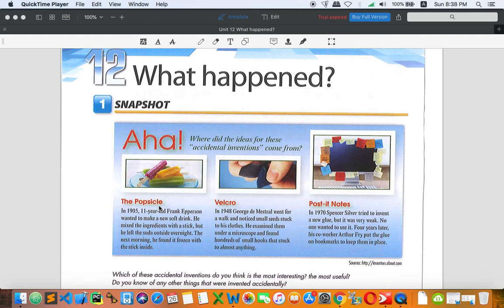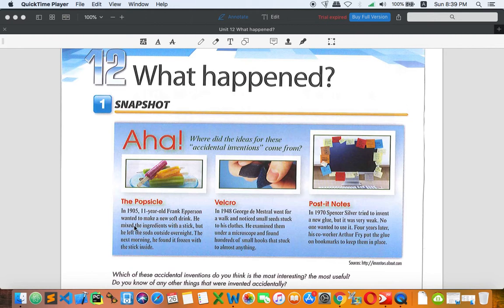By just taking a look at this picture, you know exactly what a popsicle is, but maybe you don't really see it clearly. Don't worry, I will explain what it is. Let's start with the meaning. In 1905, 11-year-old Frank Epperson, so he was only 11 years old, wanted to make a new soft drink like Coca-Cola, sweet, a juice. That's what we call a soft drink.